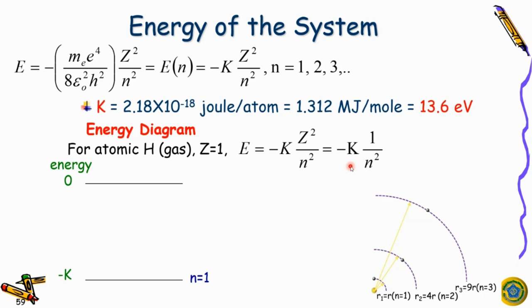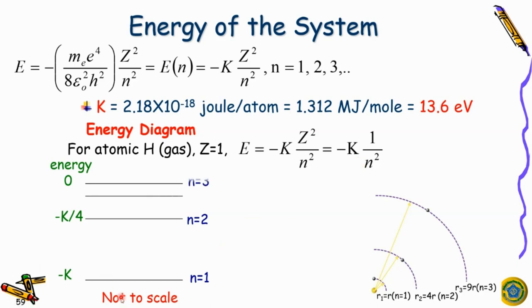Are you with me so far? Good, good. Okay, so let's say N is equal to 2, what happens? That means a quarter of K, right? That means one fourth. No problem. Of course, you need to put a minus sign in the front. How about N equal to 3?